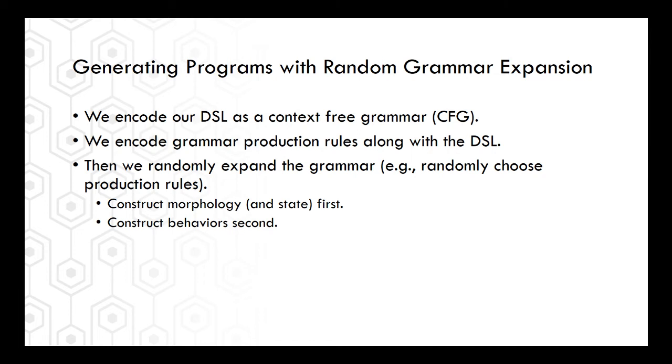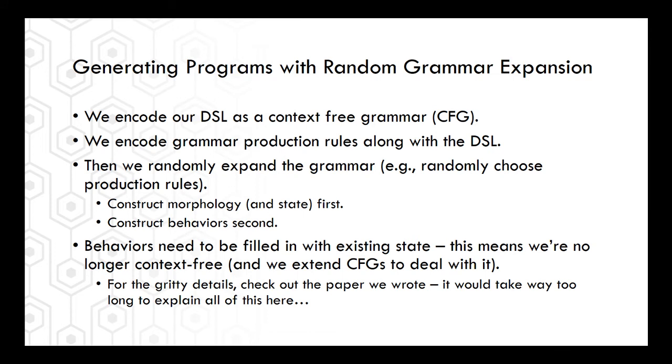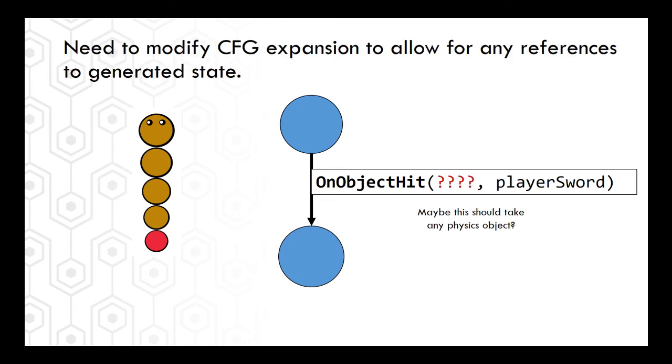But as I mentioned before, we started with a context-free grammar, and now these behaviors and these functions need to reference bits of state, and that means that we're no longer context-free. So we have some extensions to context-free grammars in our system that help deal with this, which are in the paper that we wrote, which I will have a link to at the end of this talk if you're interested. But to illustrate what I mean, let's say that we are generating a behavior graph right now. We've decided we want this particular edge and we need to fill it in. In this case, it's filled in with the tail of this Molder boss when the tail is hit by the player sword. But when we're generating, we need to be able to fill this in with something random.